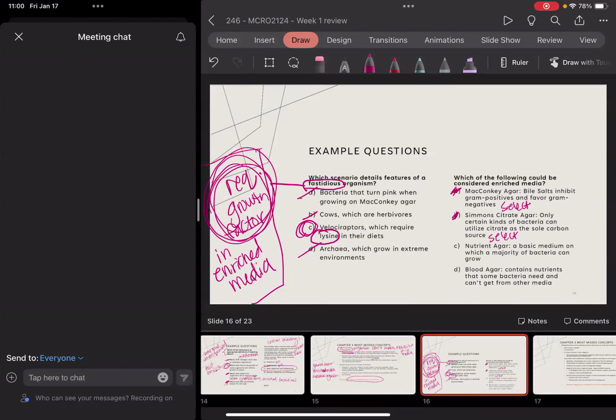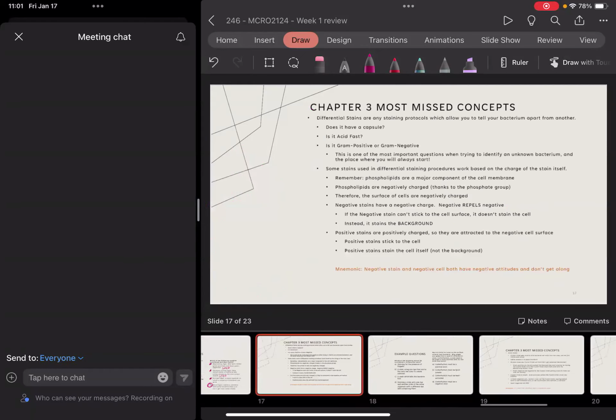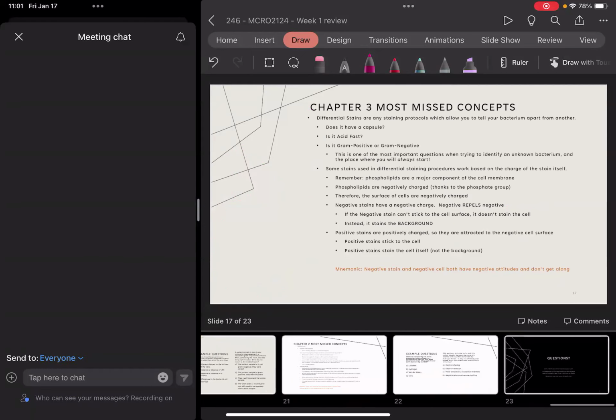Nutrient agar, a basic medium on which a majority of bacteria can grow. There's no growth factor involved in that. Anything can grow on it, but there's no specific growth factor added. And then blood agar. It contains nutrients that some bacteria need and can't get from other media. That's literally basically our definition of what a growth factor would be. That's our enriched media. All right, moving on. We only got a couple more after this and then we're done.